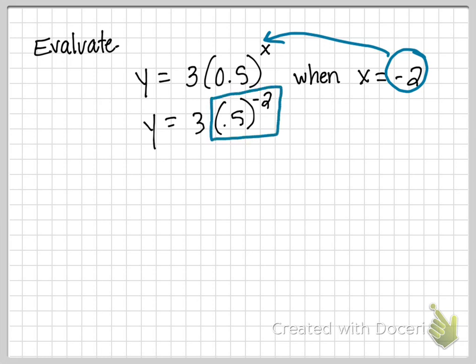Does the whole thing go under? Just 0.5 to the negative 2. No, because 3 has a positive exponent. So this becomes y equals 3 over 0.5 squared. Right? Because then we drop it down. The exponent becomes positive. Now can we simplify this? Yeah, you can. 3 stays the same. What's 0.5 squared? 0.5 times 0.5. What is that?